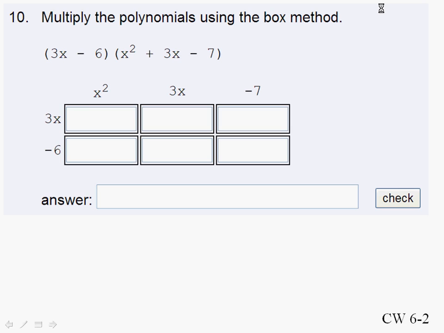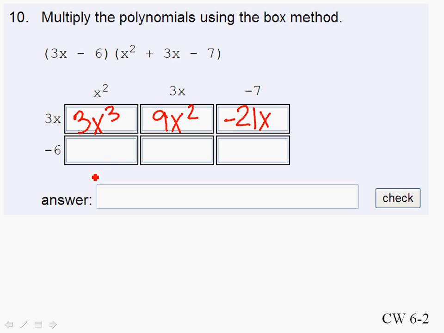For number 10, we're going to multiply these polynomials using the box method. We have a binomial and a trinomial. Notice the trinomial is written across the top, x squared, 3x, minus 7, and each of the terms from the binomial is written down the side, 3x and negative 6. Okay, so again, we're going to multiply 3x times x squared, so we get 3x cubed. 3x times 3x gives us 9x squared. 3x times negative 7 gives us negative 21x.